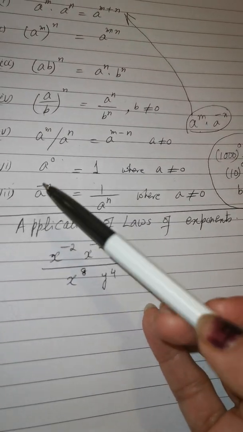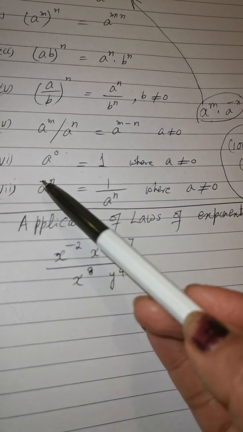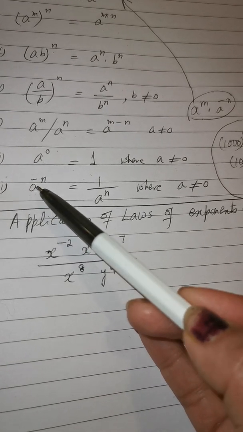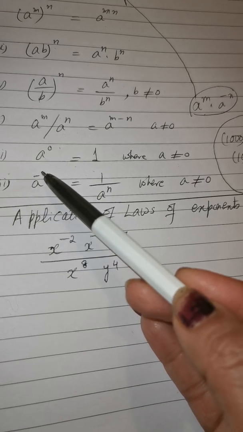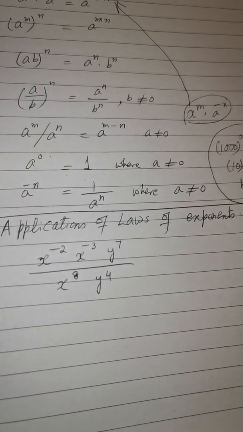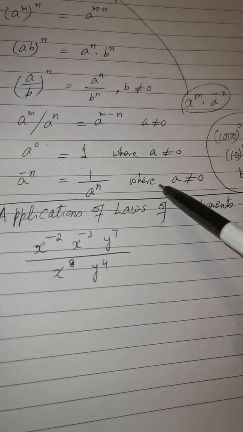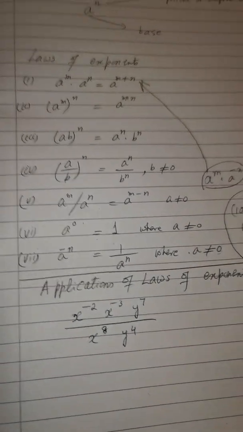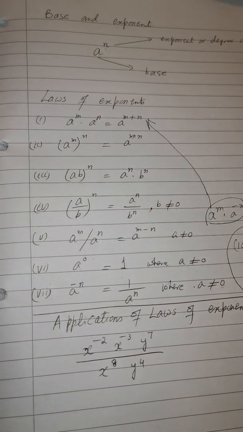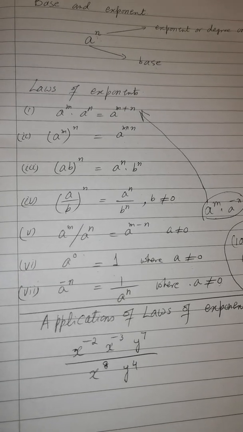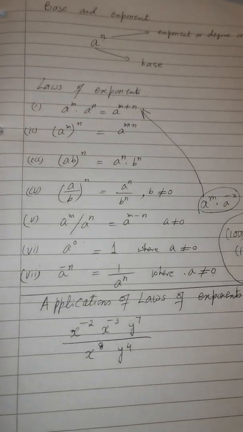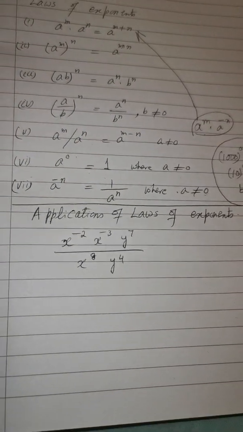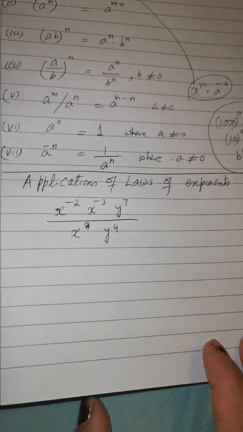And the last property is that if we have a power minus n and I want to make this the denominator, then when it goes to the denominator, the power will change its sign. It will become 1 over a power n, right? And this condition a is not equal to 0 must hold everywhere, right? So these are the definitions of base and exponent and the laws of exponents, and these laws will apply when we solve questions.